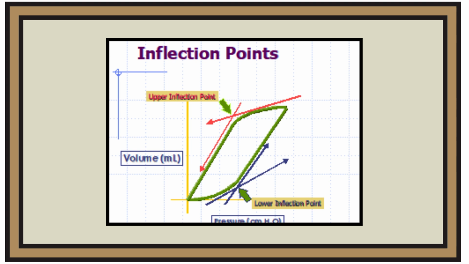The higher the opening pressure, the stiffer the lung, as indicated by the curve moving laterally to the right along the pressure axis. Setting PEEP levels at the level of the lower inflection point is recommended to optimize alveolar recruitment and prevent repeated opening and closing of the alveoli.